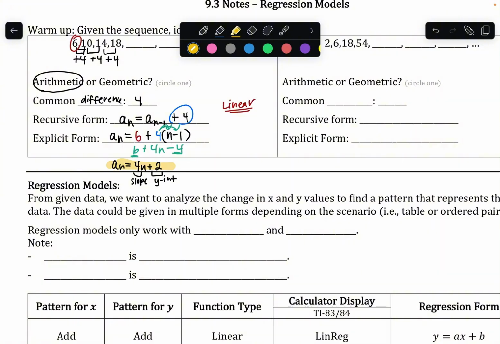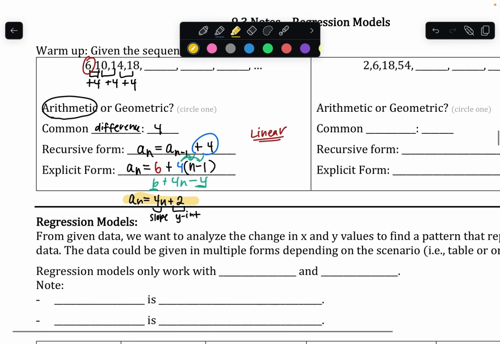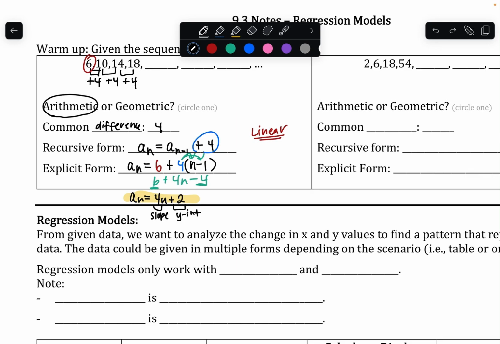And so another way you could find that y-intercept is it corresponds to the 0th term. So if I were to go backwards, here's a 1. If I were to go backwards, I would get to 2 because 2 plus 4 would have given me the 6. And so the 0th term corresponds to the y-intercept. And your common difference corresponds to the slope.